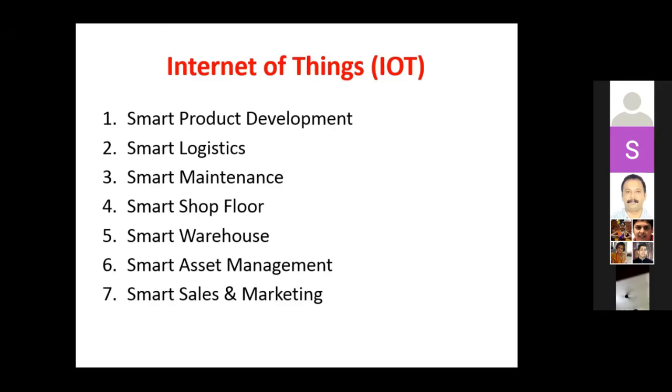industrial revolution. With IoT, you can see smart product development, smart logistics, smart maintenance, smart shop floor, smart warehouse, smart asset management, smart sales and marketing. You can see every domain in which the budding engineer will be working, he has an opportunity to integrate these technologies and develop smart systems. By now everybody might have got an idea of what smart systems are and how these Industry 4.0 technologies can help to develop smart systems in various areas.